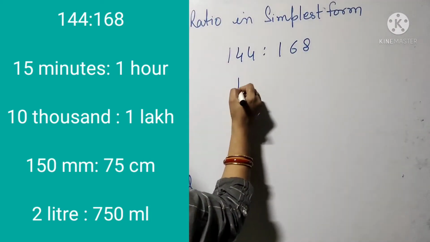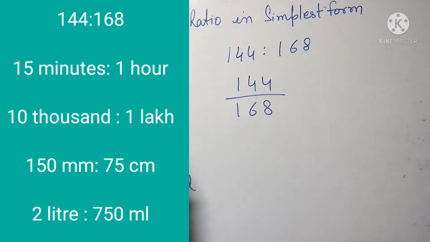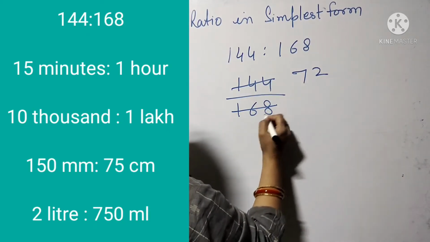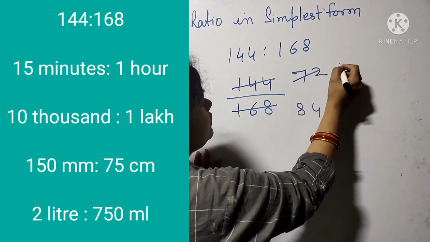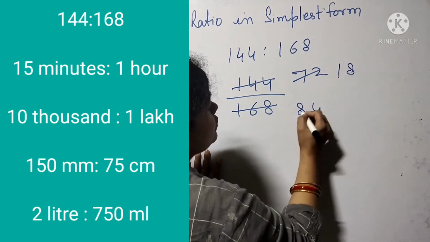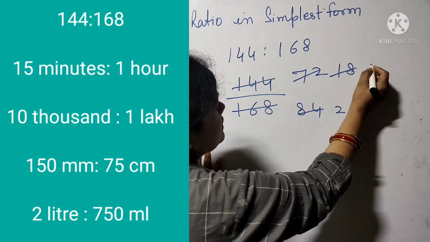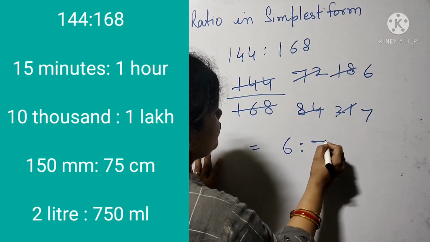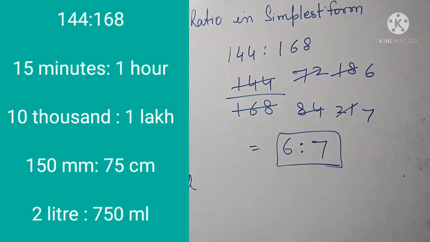Now in this case, we just write them in the form of numerator and denominator, and after that we solve them. I am going to cut it with 2. 2 sevens are 14, 2 twos are 4, 2 eights are 16, 2 fours are 8. Now 4 ones are 4, 3 sevens are 21... 4 eights are 32, 4 twos are 8, 4 ones are 4. Now we divide it by 3, 3 sixes are 18, 3 sevens are 21. That means the simplest ratio we get is 6 is to 7. So in this way we find the simplest ratio.